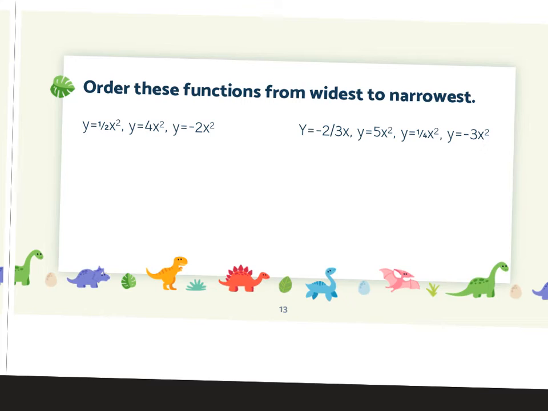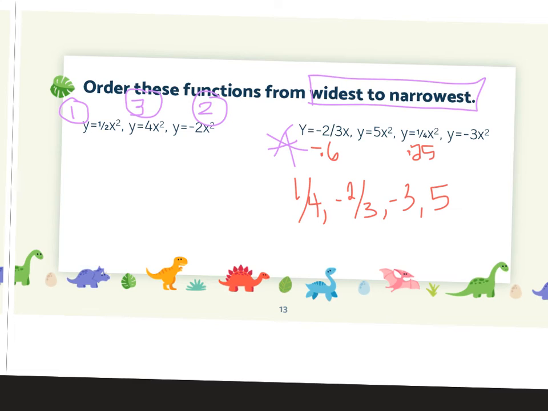So first thing that I notice is I have 2 integers and 1 fraction. So immediately I know that the first one is this one. If I'm going from widest to narrowest, the first one is this one. The second one is going to be this -2, and then the widest is going to be the +4. I'd like for you to pause your video and go ahead and do this one right here. Okay, so I got the equation with the 1/4, the equation with the -2/3, the -3, and then the 5.